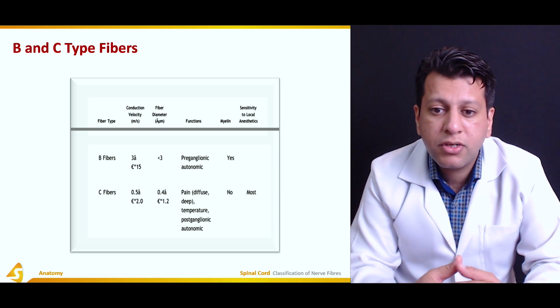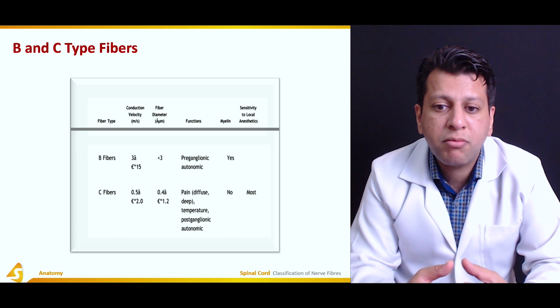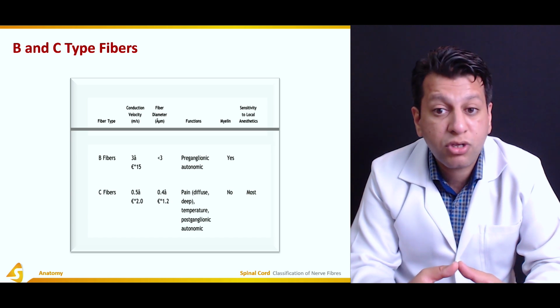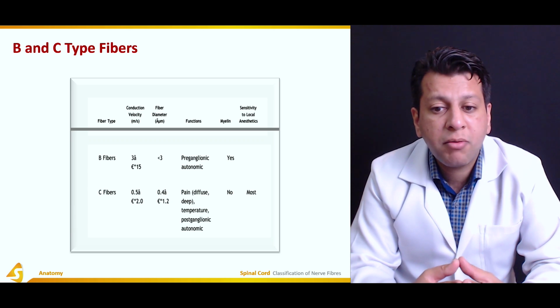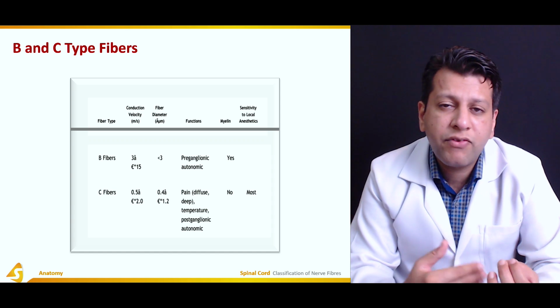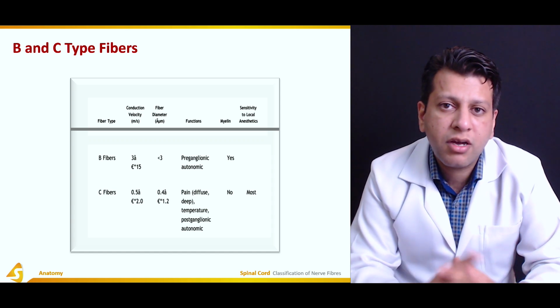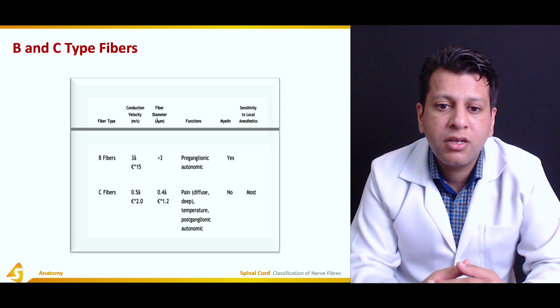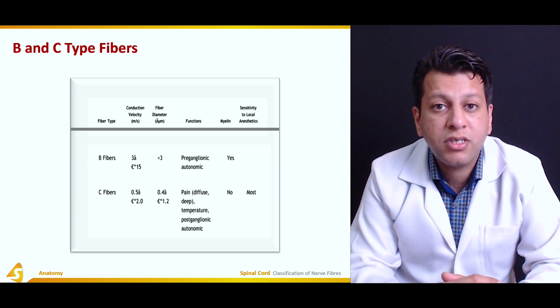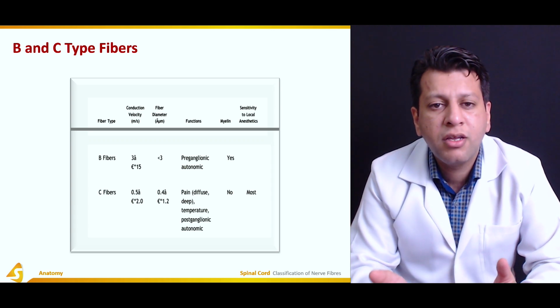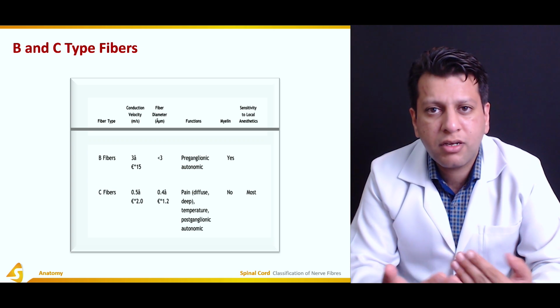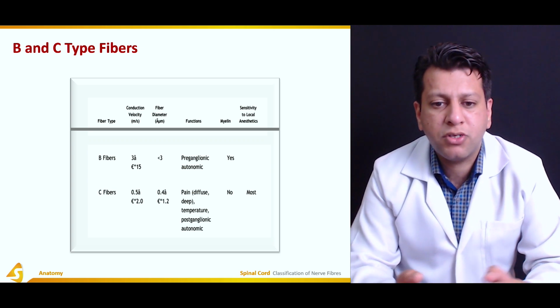And as you can appreciate, B type fibers are present in preganglionic autonomic areas, while the C type carry diffuse pain, temperature, and postganglionic autonomic signals. The free nerve endings which are present in our hands and in the skin are actually from the C type fibers. These are non-myelinated fibers, but they carry the sensation of pain and temperature.